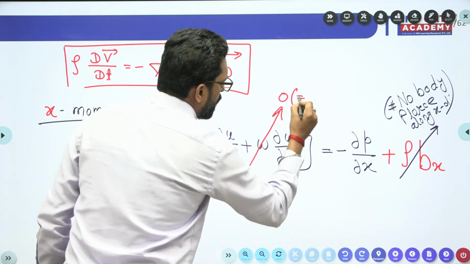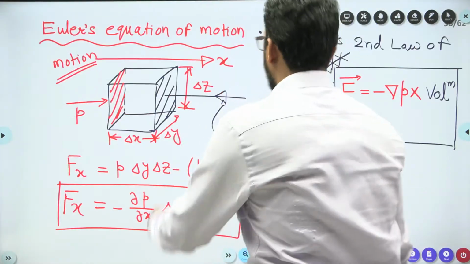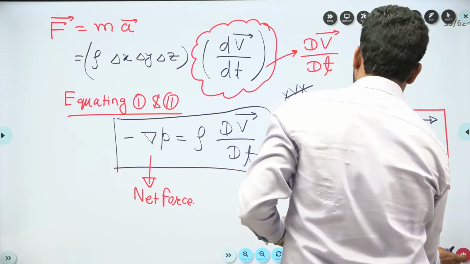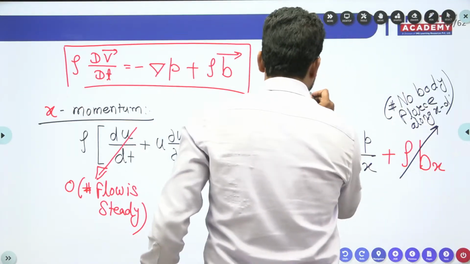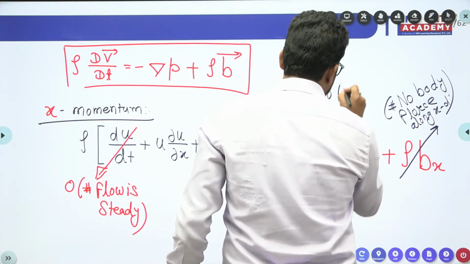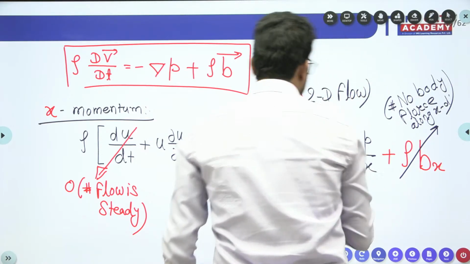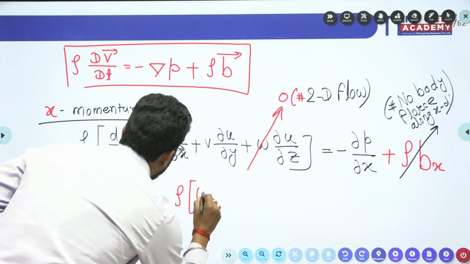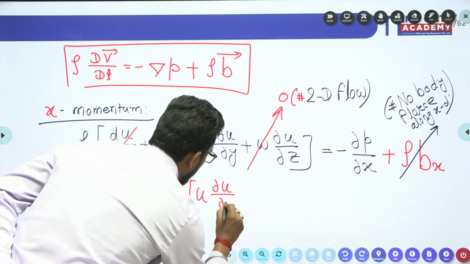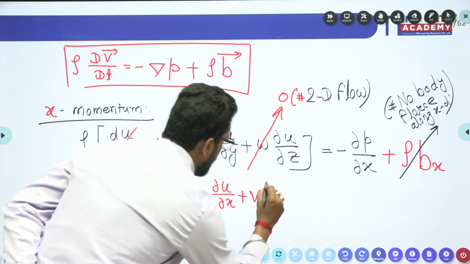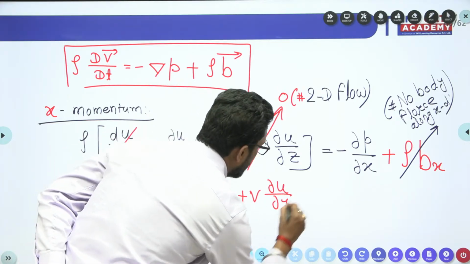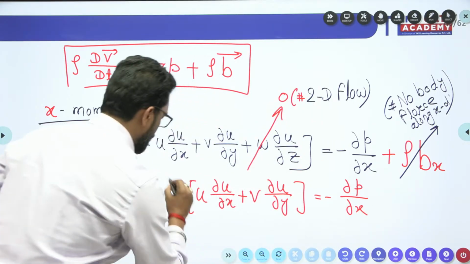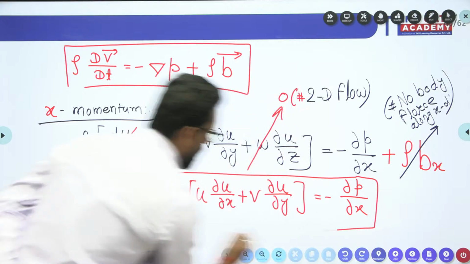Why? Because this is a two-dimensional flow. Omega is 0, the third component is 0. So the net equation is rho (u ∂u/∂x + v ∂u/∂y) equal to minus ∂p/∂x. This is the equation.